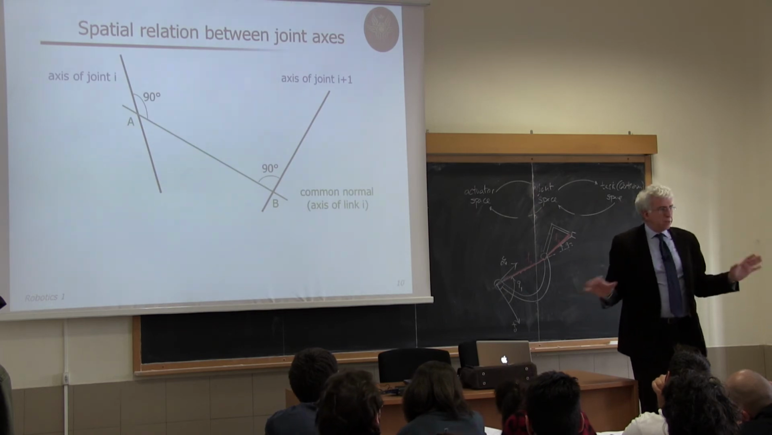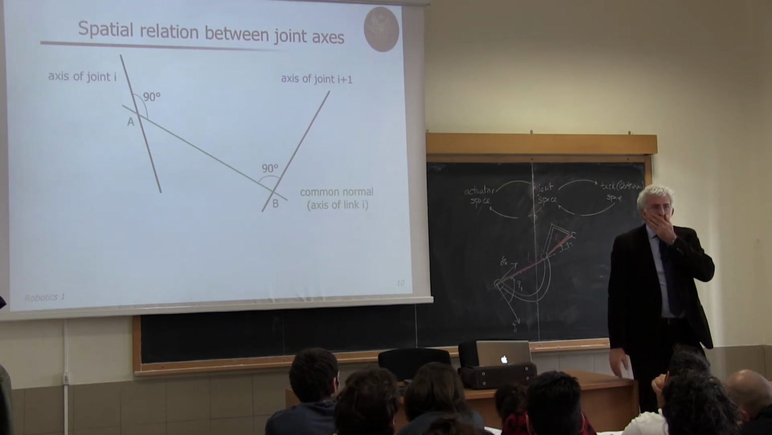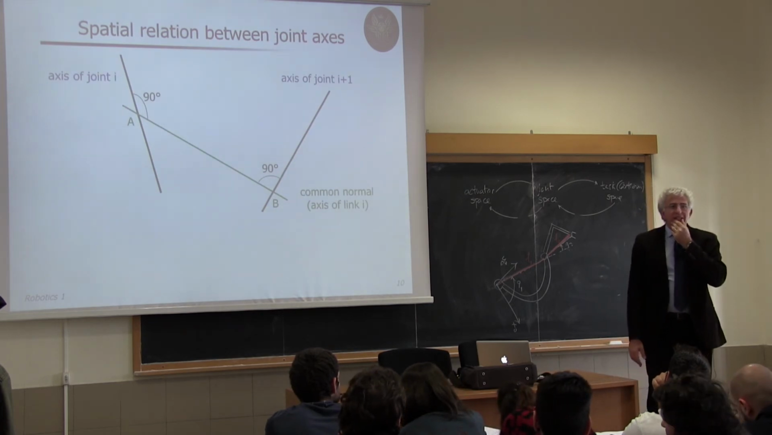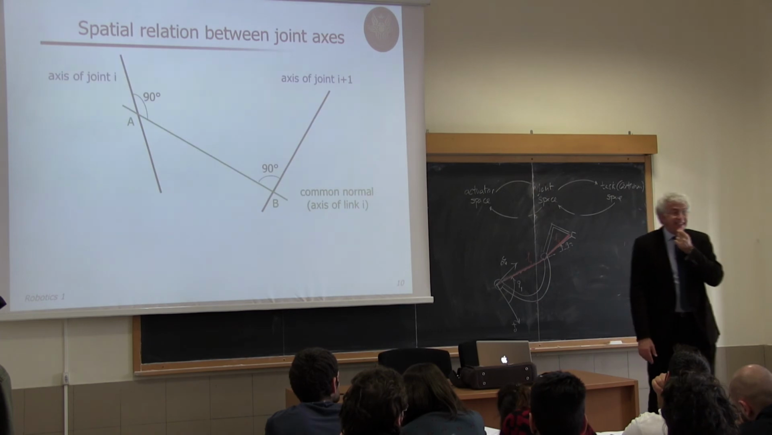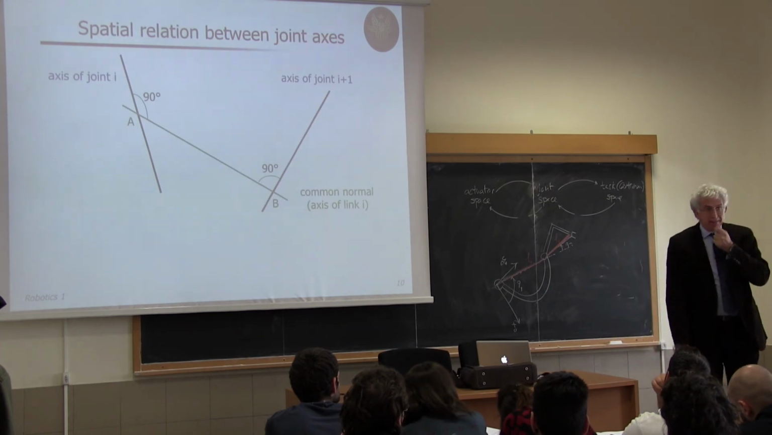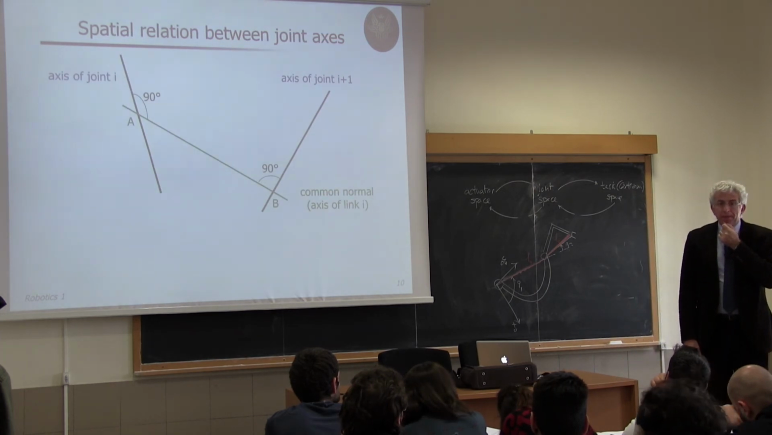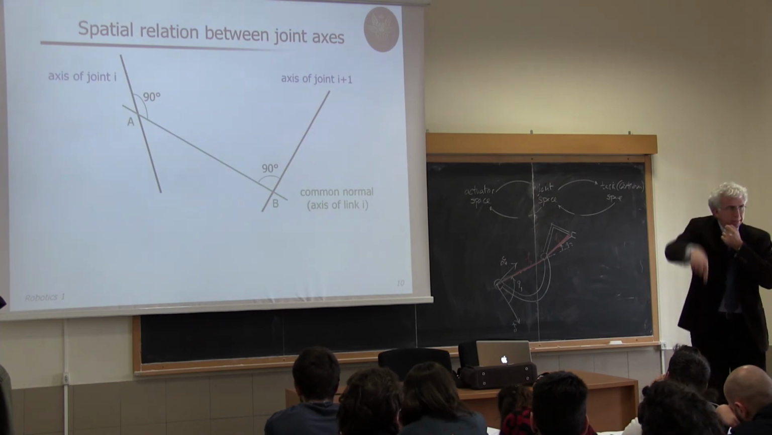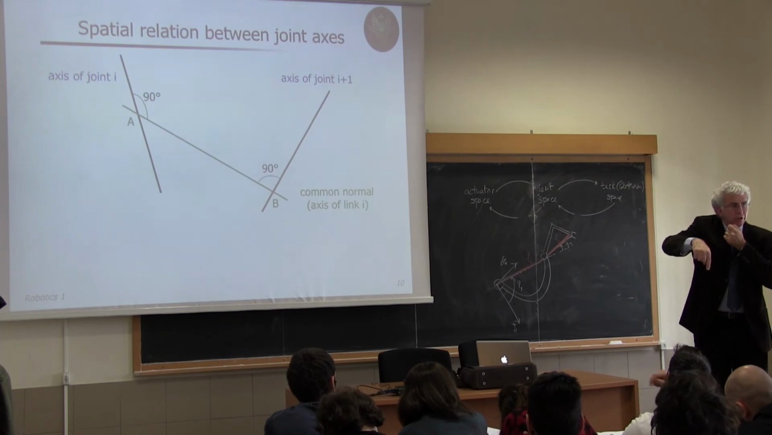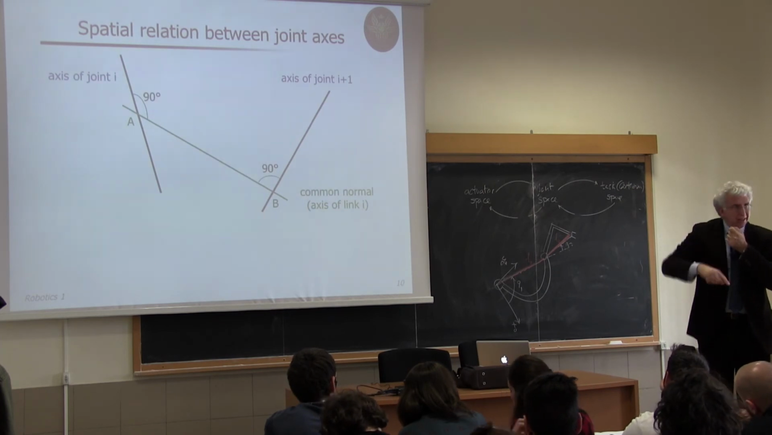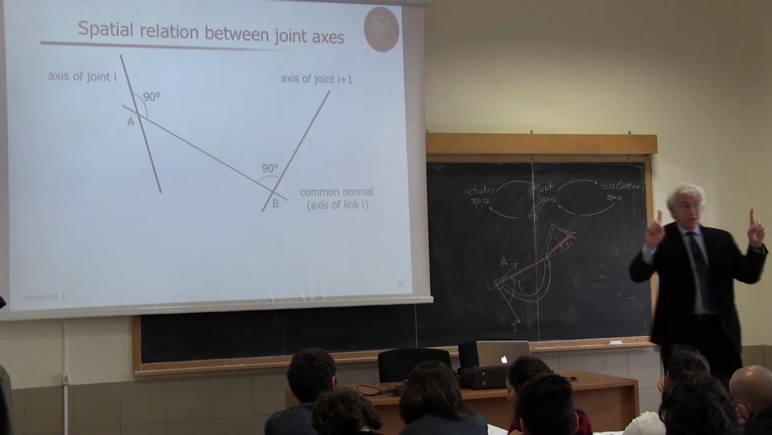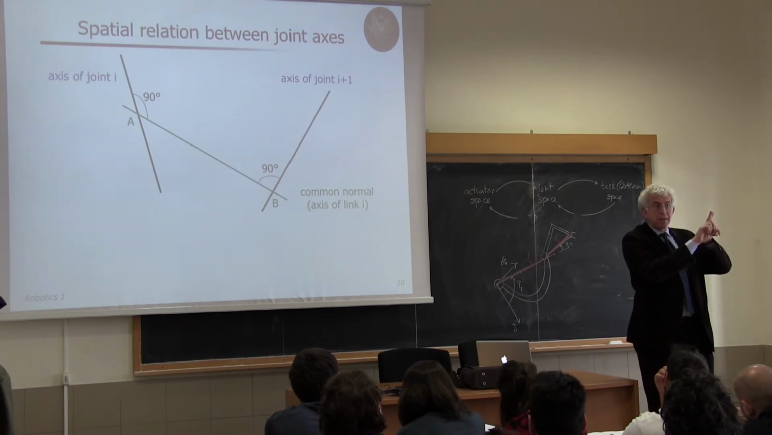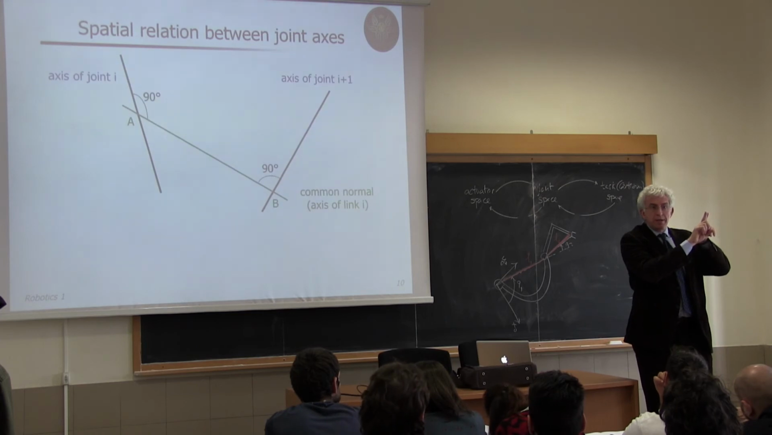Did I cover all possibilities? Think about joint 3 and joint 4 of a SCARA. What happened? Joint 3 is the vertical axis going up and down, and joint 4 is the rotation around the same axis. So it's not just parallel, they are coincident. Can I define a common normal?